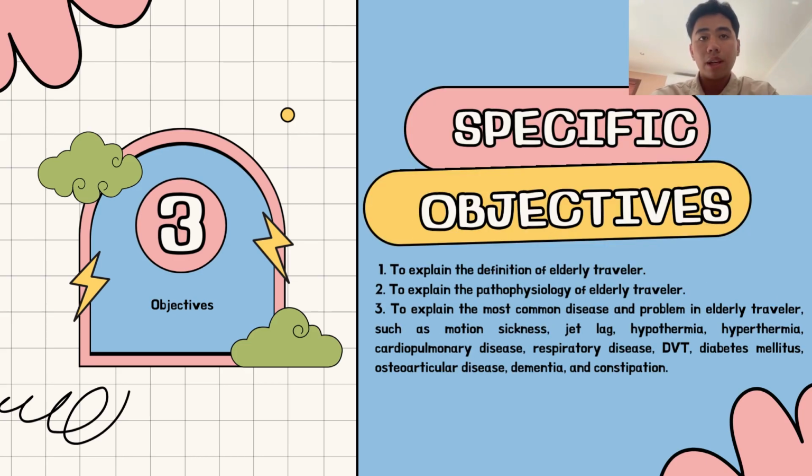And the specific objectives are, first, to explain the definition of elderly traveler; second, to explain the pathophysiology of elderly traveler; and third, to explain the most common diseases and problems in elderly traveler, such as motion sickness, jet lag, hypothermia, hyperthermia, cardiopulmonary disease, respiratory disease, DVT, diabetes mellitus, osteoarticular disease, dementia, and constipation.